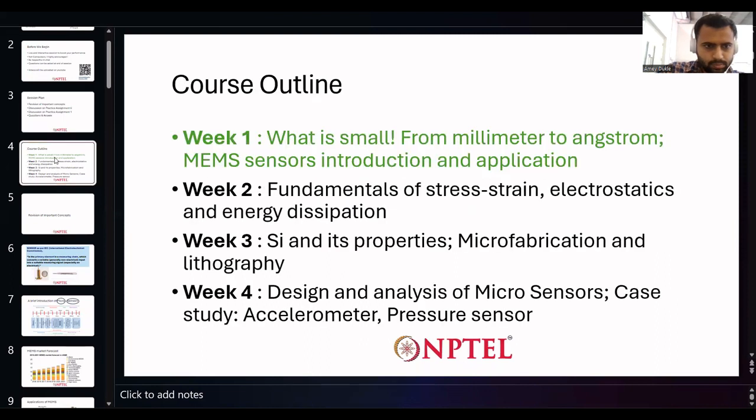Just giving you a course outline. This is a 4-week course. This is the first week. Here we are mainly talking about what microsensors are, how MEMS sensors work, introducing them, and what the applications are. In the following weeks we'll go into the fundamentals, their manufacturing, and case studies as well. So in this week we'll stick to the introduction part.